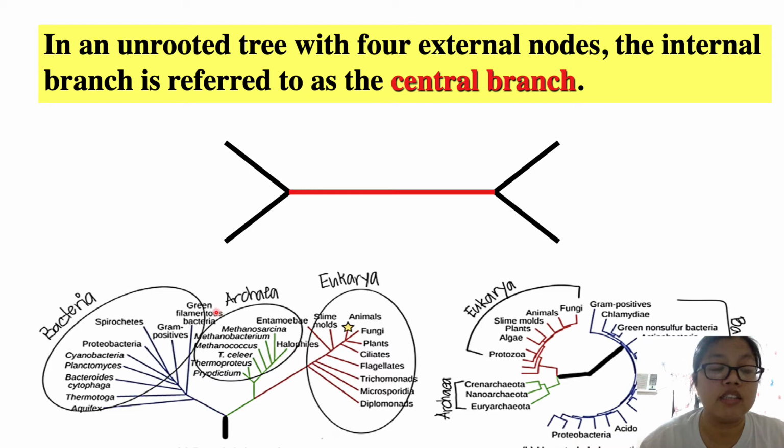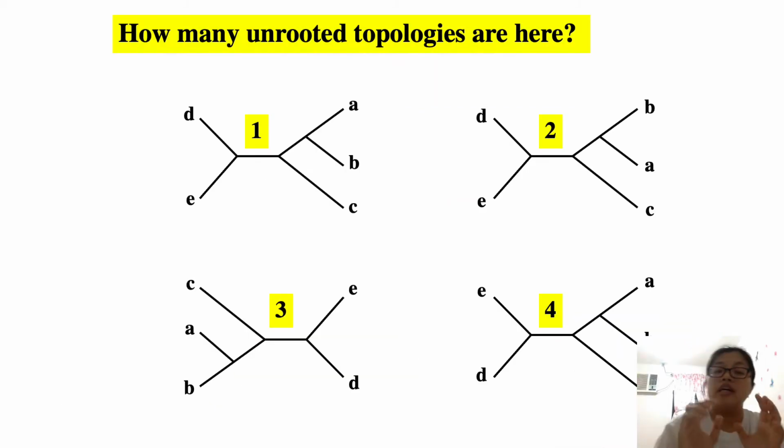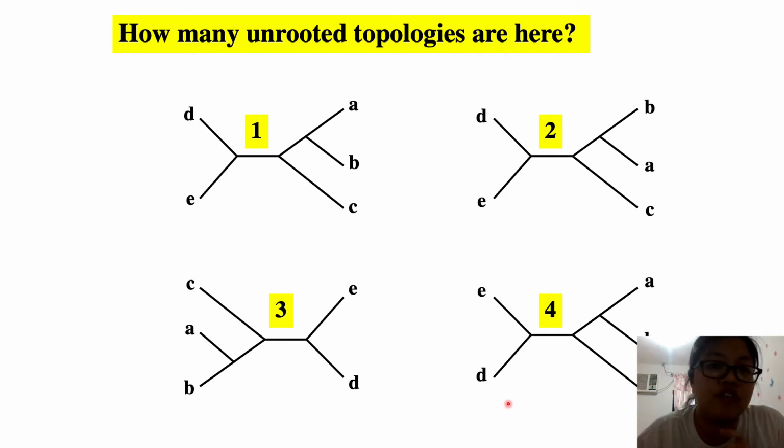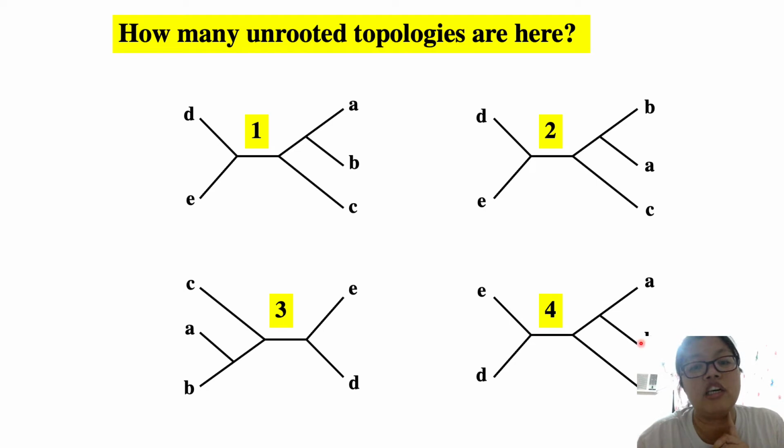Now, looking at the tree of life, we have here the rooted tree and the unrooted tree. This represents the ancestral lineage and this represents the central branch. Just like rooted trees, unrooted trees can have different styles but the same topologies. Just like here, the 1, 2, 3, 4 are telling us the same information: A and B are more related to each other than to C.